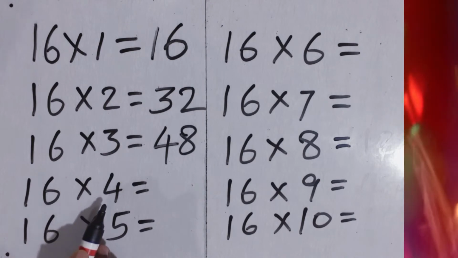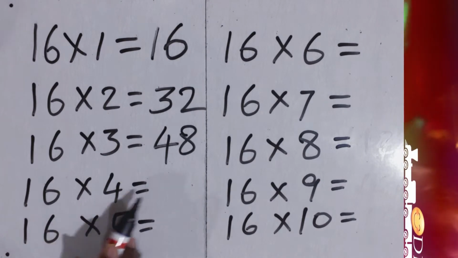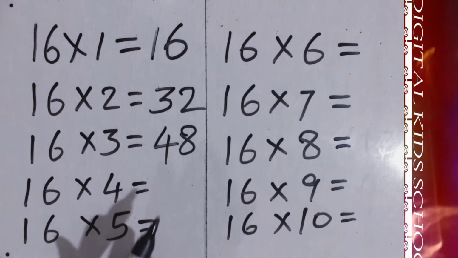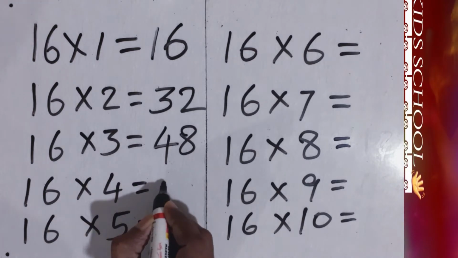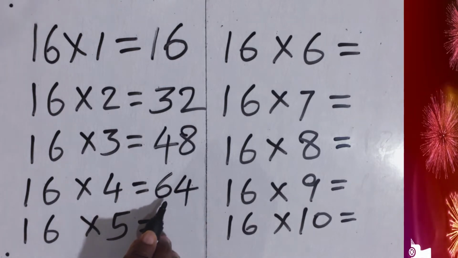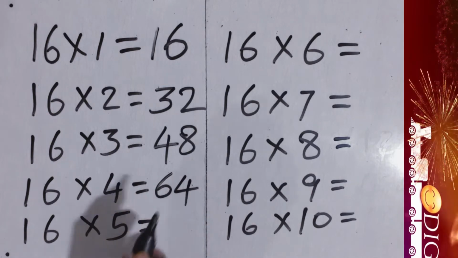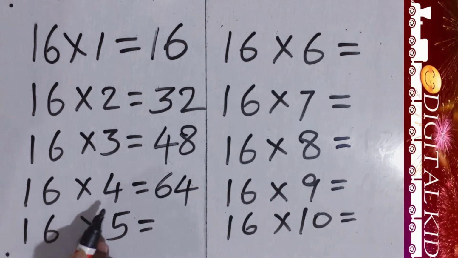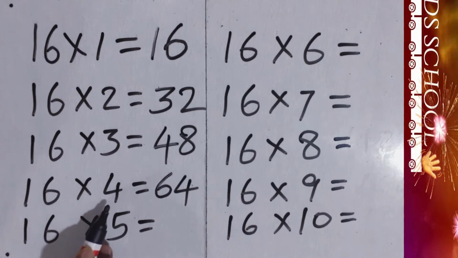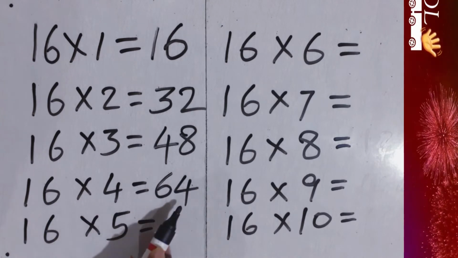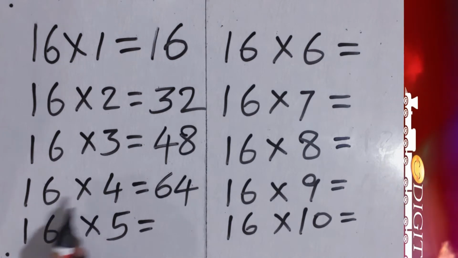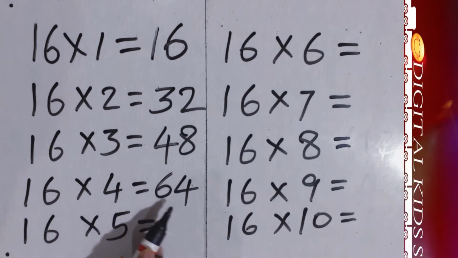Now tell me the answer. What is 16 into 4? 16 into 4 is equal to 64. Write the answer here. 16 4 is 64. 16 multiplied by 4 is equal to 64. 4 times 16 is 64.